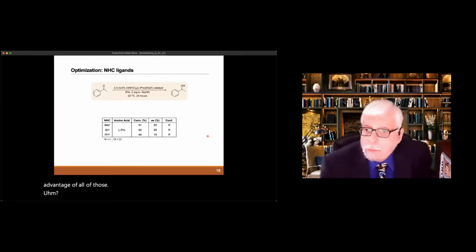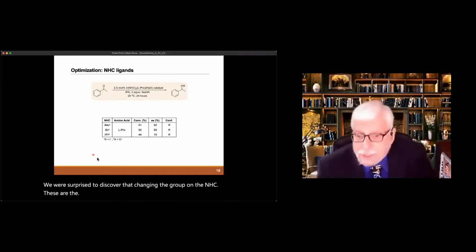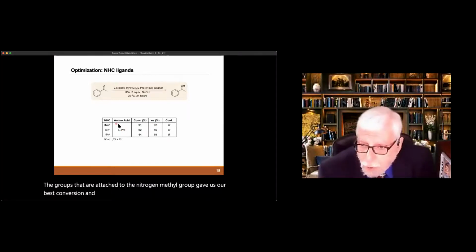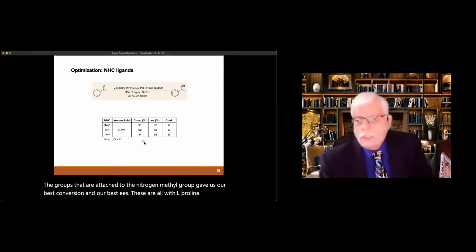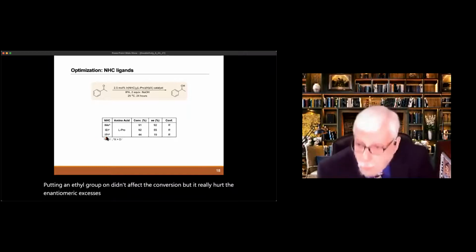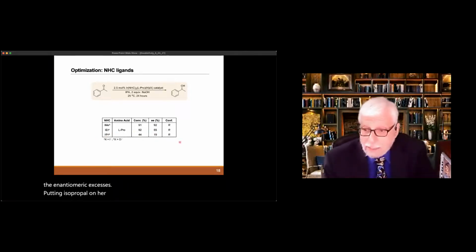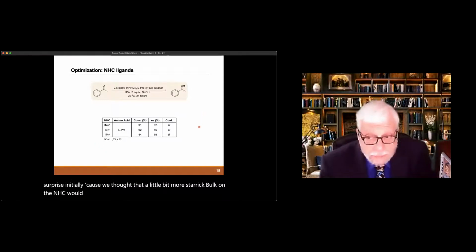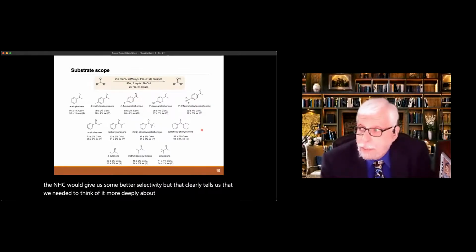We were surprised to discover that changing the group on the NHC, these are the groups that are attached to the nitrogen, the methyl group gave us our best conversion and our best EEs. These are all with L-proline. Putting an ethyl group on didn't affect the conversion, but it really hurt the enantiomeric excesses. Putting isopropyl on hurt both conversion and enantiomeric excess. A bit of a surprise initially, because we thought that a little bit more steric bulk on the NHC would give us some better selectivity, but that clearly tells us that we needed to think a bit more deeply about what gave us our selectivity.